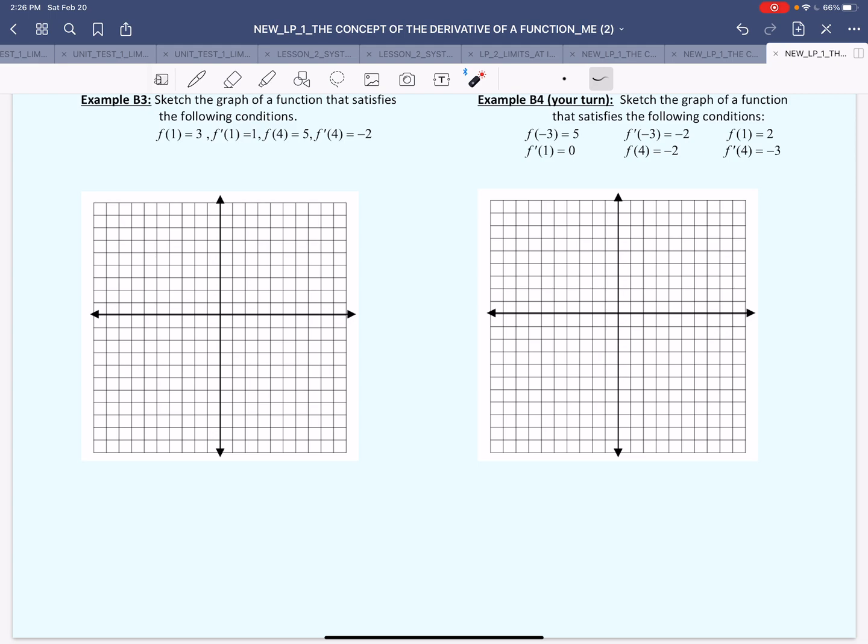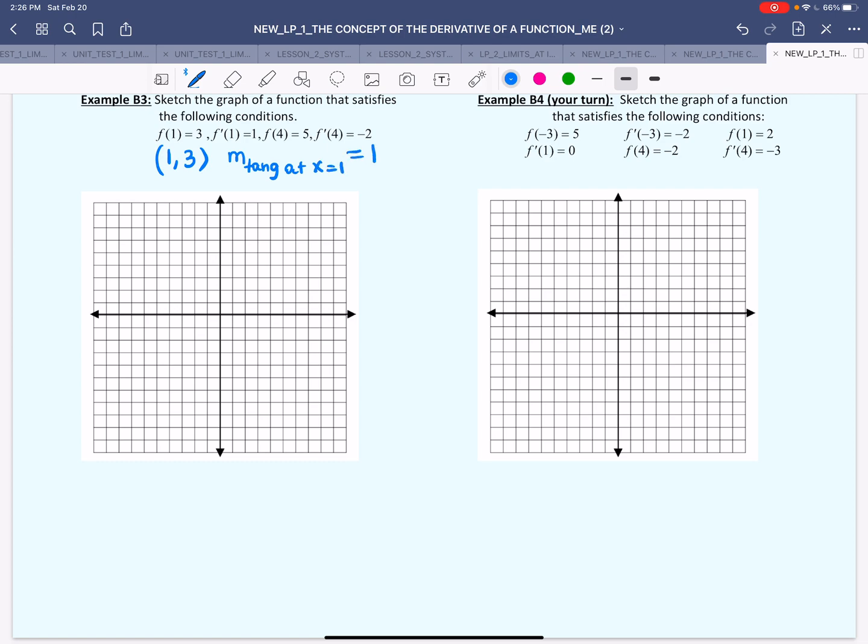So we're told that f of 1 equals 3. That means that at x equals 1, y would equal 3. And f prime at 1 is equal to 1. That means that the slope of the tangent drawn at x equals 1 would be equal to 1.